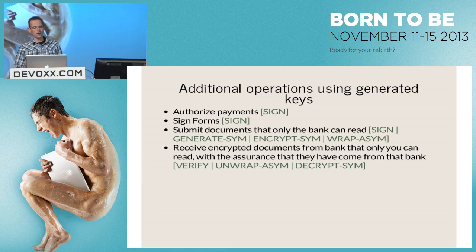In the same way, we can receive encrypted documents from the bank that only we can read. First, we verify that the document is from the bank by using the verify operation. We unwrap the key using asymmetrical unwrap to get the symmetric key that the bank used to encrypt the document, and then we can read the document.